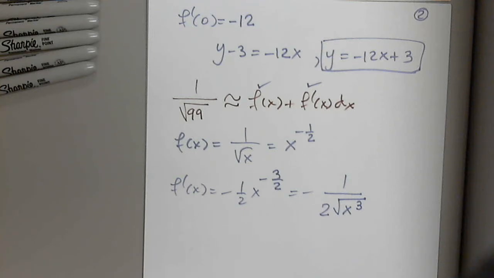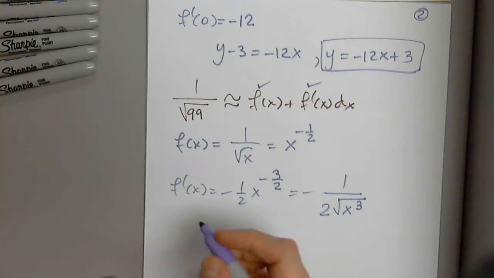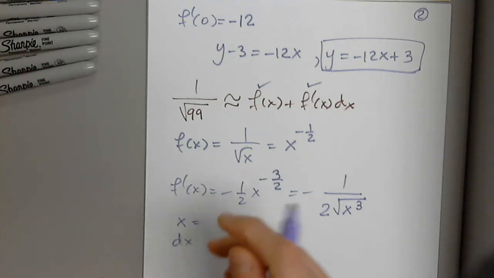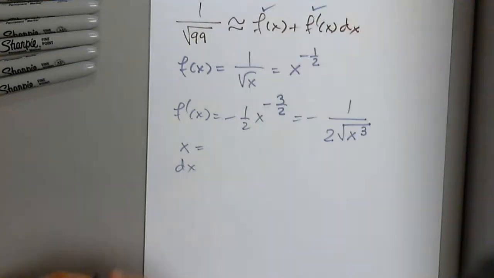And you can see why we go back and forth. I went to the power because it's easier to differentiate. I went back to this because it's easier to plug in than a power. Okay, we have 2 more pieces of information. We have to identify x, and now we have to identify dx.